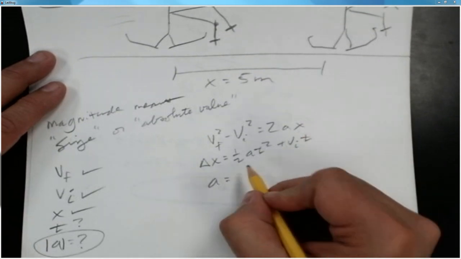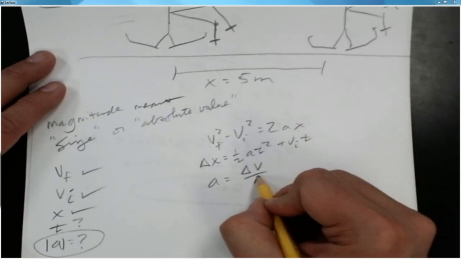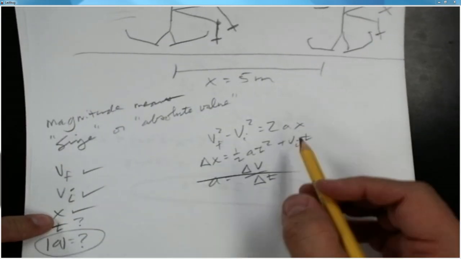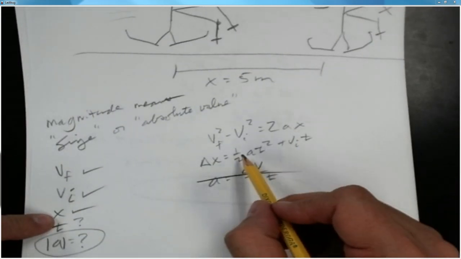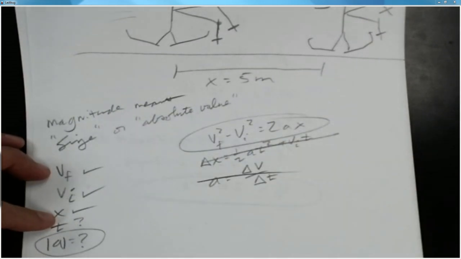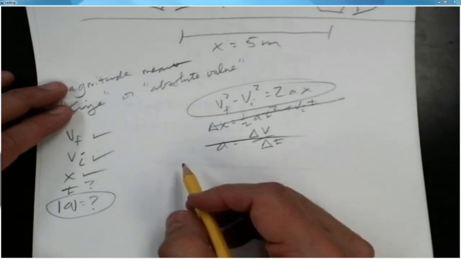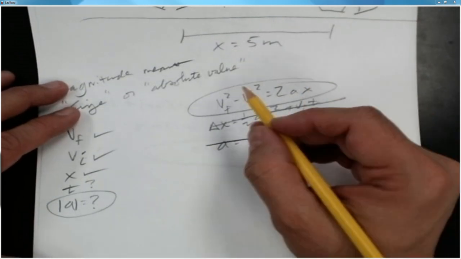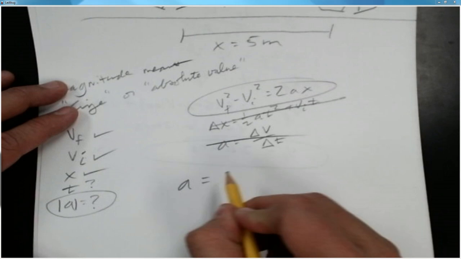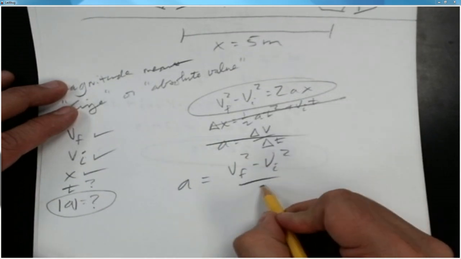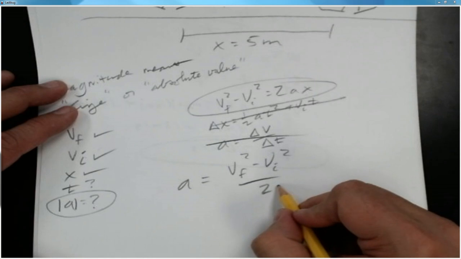Okay, I don't know time. I don't want to know time. That's out. I don't know time. I don't want to know time. This has got time everywhere. That's out. Boom. That's how I picked that one. So let's go for it. I want to solve for A. I'm going to do this algebra in my head. Divide both sides by 2x, and you get a is equal to vf squared minus vi squared over 2x.